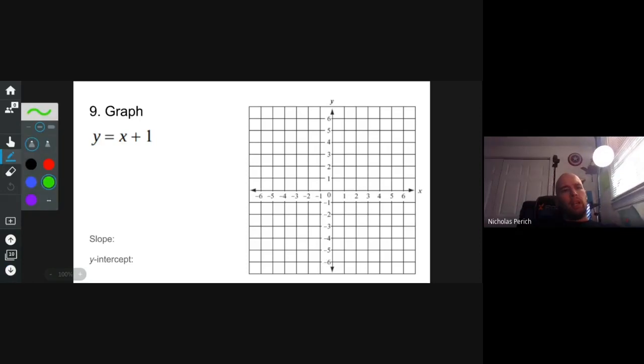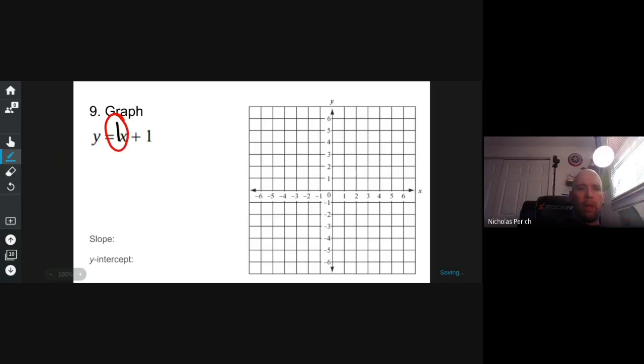Is y all by itself? Yes. But I don't have a number in front of x. Oh, yeah, invisible 1. So when y is all by itself, the number in front of x is my slope. Instead of putting 1, I'm going to go 1 over 1. The number floating around is my y-intercept, which is just 1. So yeah, they're both 1s. Who cares?